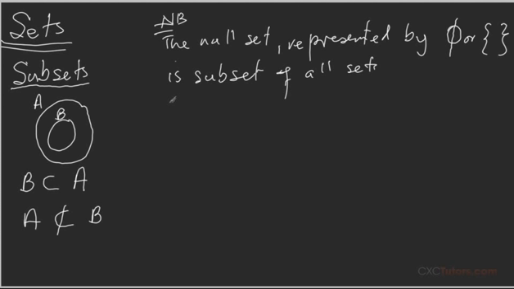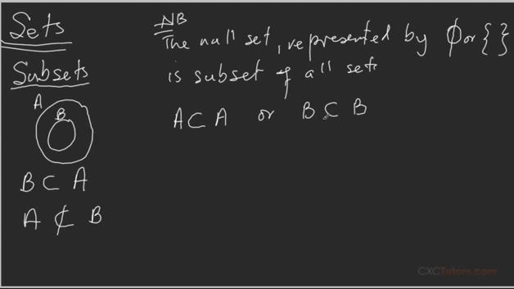Now one more important thing that we need to talk about a set. A set is also a subset of itself. So every set is a subset of itself. So we can write that from what we have there, A is a subset of A. And we can also write that B is a subset of B. So B is a subset of itself.